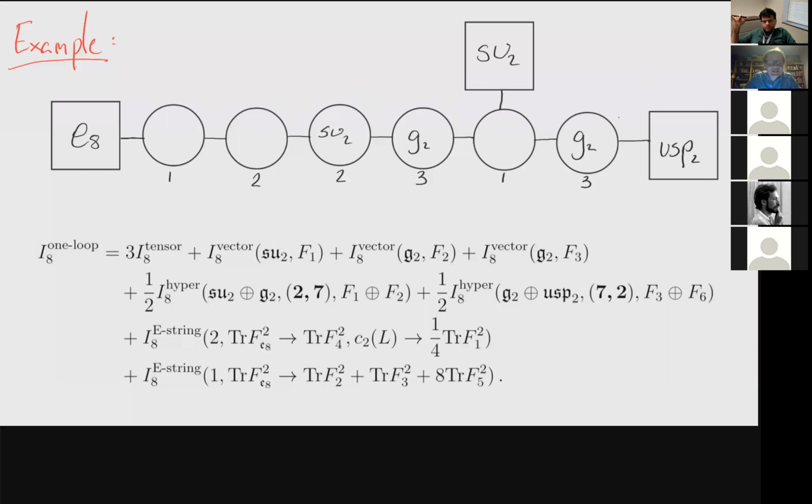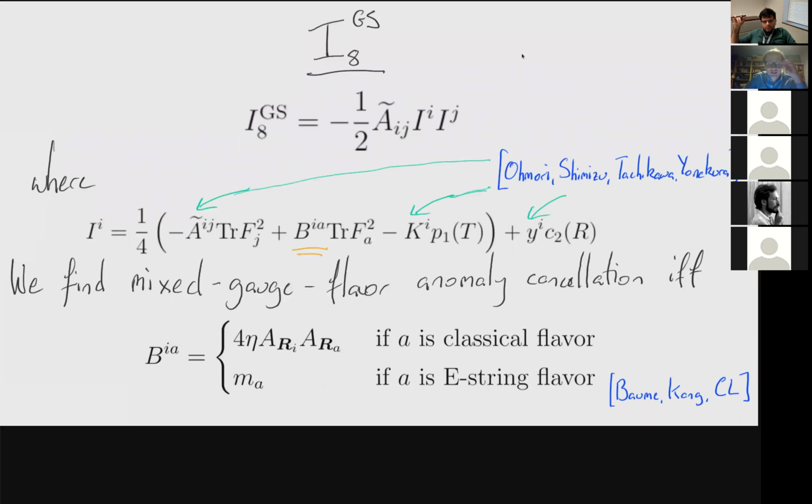And these gauge anomalies are cancelled through the Green-Schwarz term. The Green-Schwarz term essentially factorizes, it's a square, and it's written in terms of this quantity I. There's one of these I's for each compact curve in this theory, and this matrix here is just the intersection matrix of the compact curves.